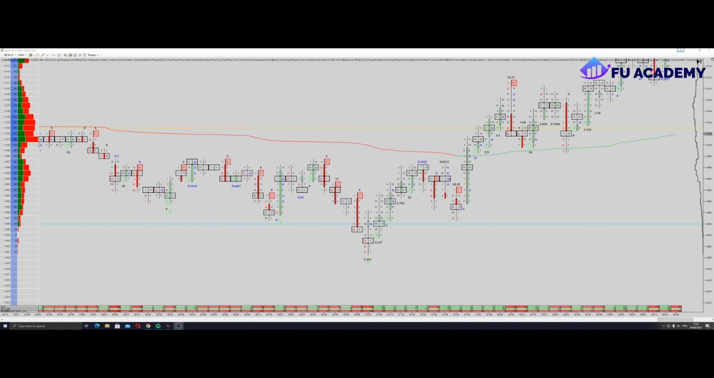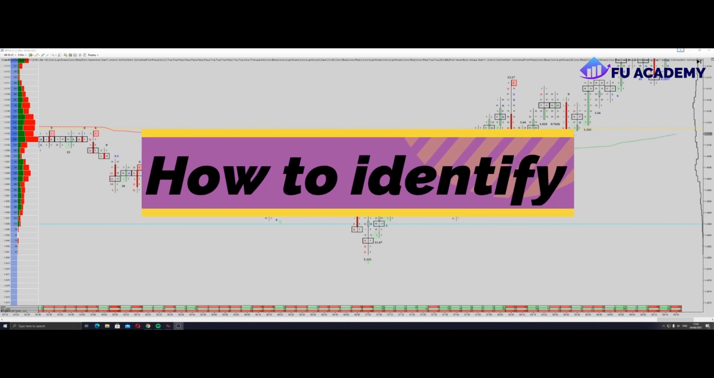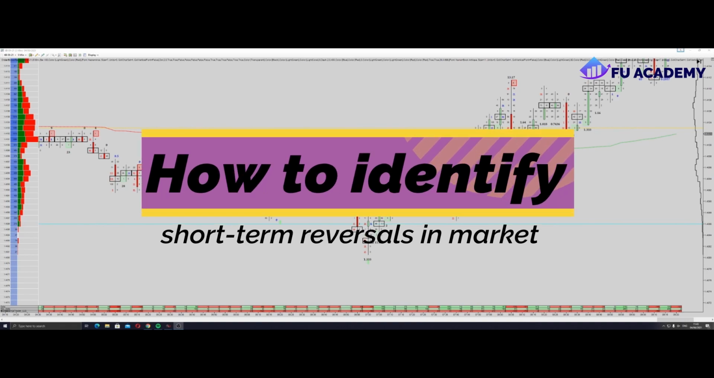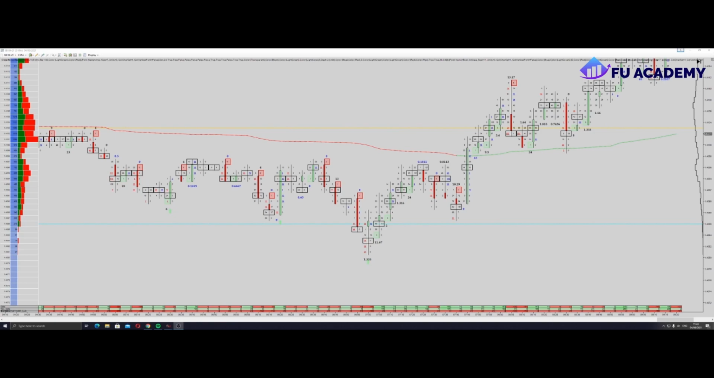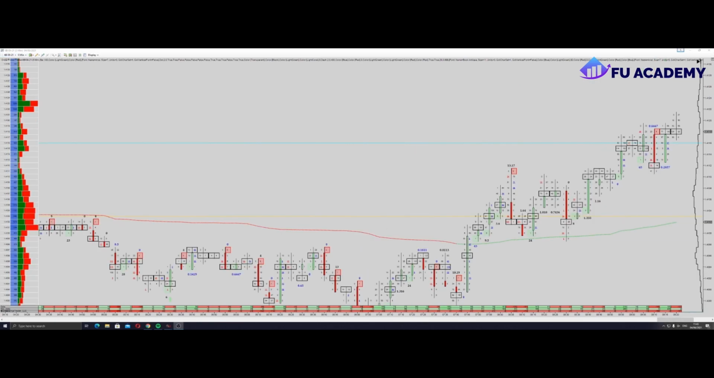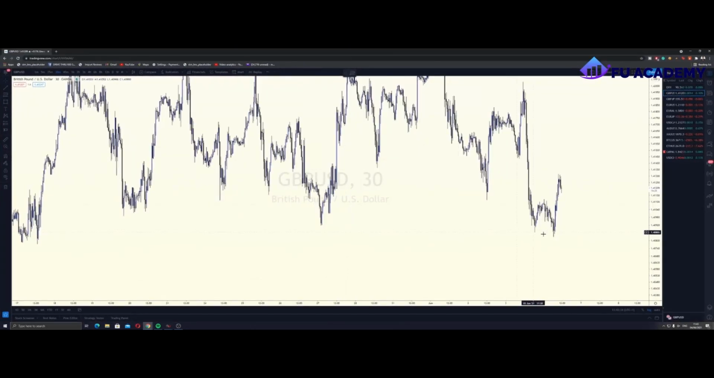So in today's lesson, now it's going to be a short lesson, but in today's lesson what we're going to be going over is how to identify short-term reversals in the market. Okay, so right here guys, you can see that I have 6B open. So this is the GBP future and I'm going to pull up my GBP USD chart.